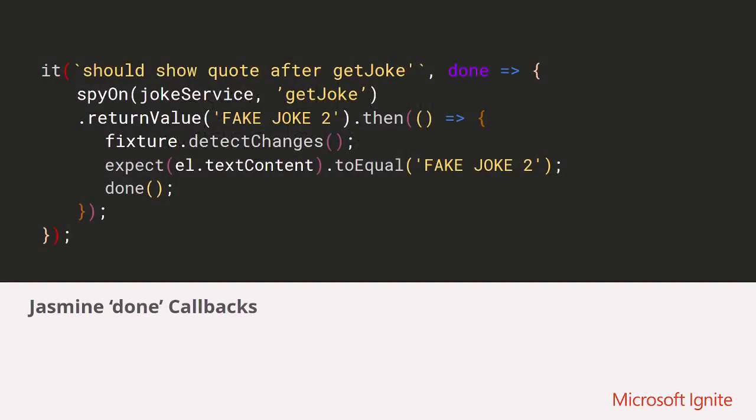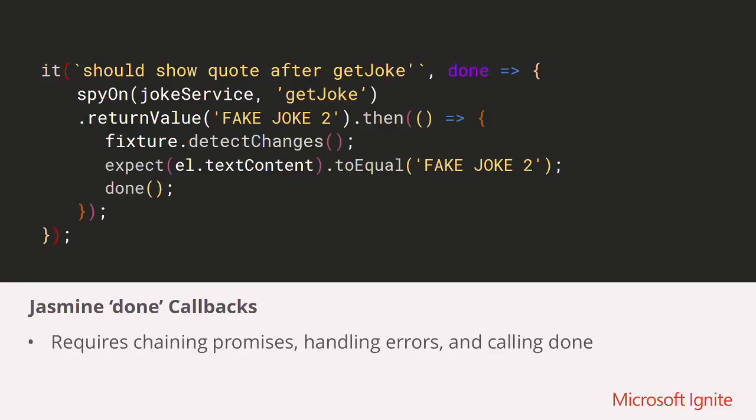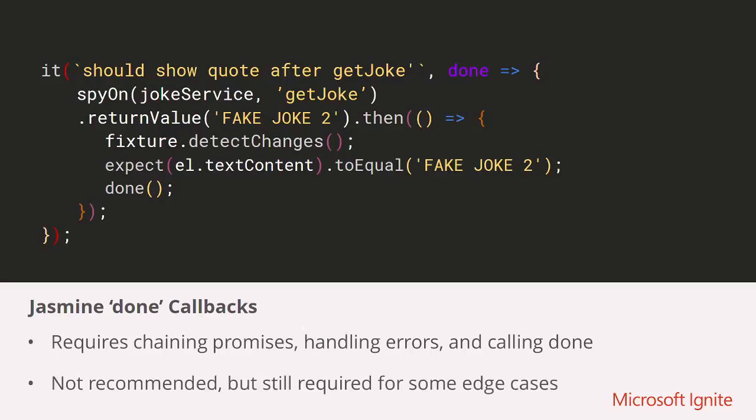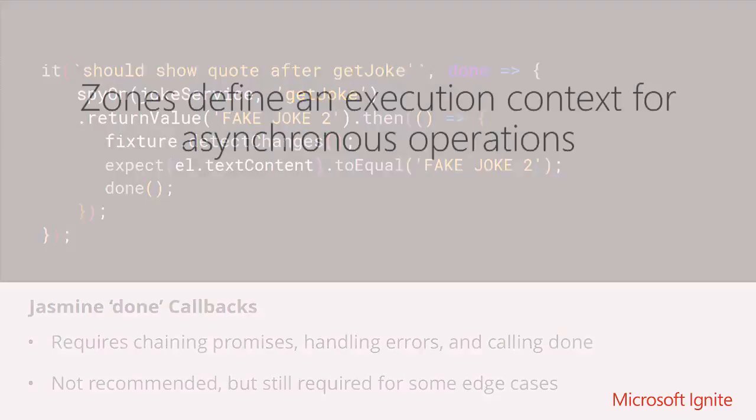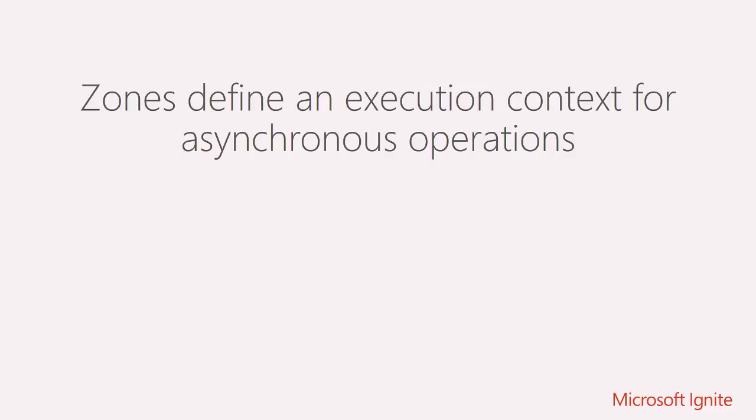We've been able to do this before using Jasmine done callbacks. We can put our tests together, but we need to use the done callback to say explicitly, here is where we're done now and you can execute. The downside of done callbacks is that they require chaining promises. You need to handle errors and you need to manually call done. While you still need this on edge cases very occasionally, it's not really recommended, there are much better ways of doing it now. How they've facilitated these new improvements, with the async and fakeAsync keywords, is using zones.